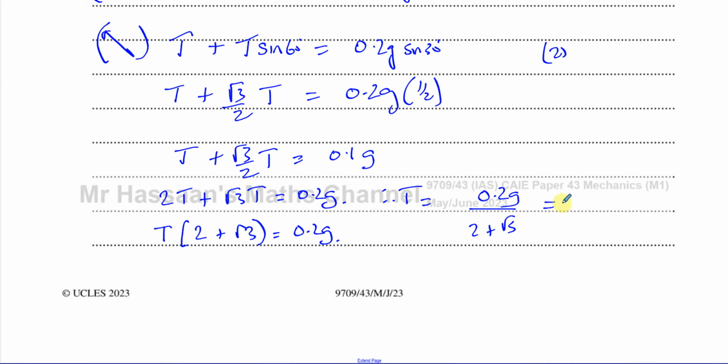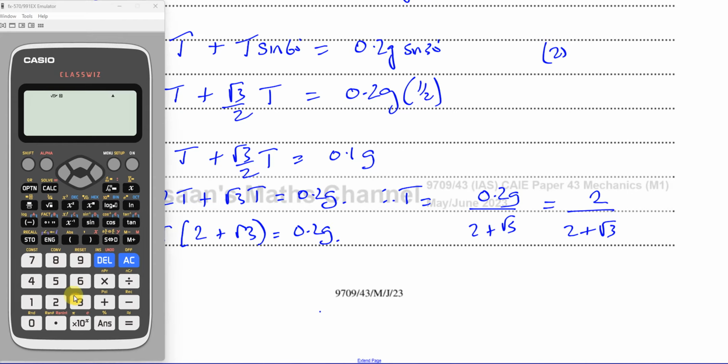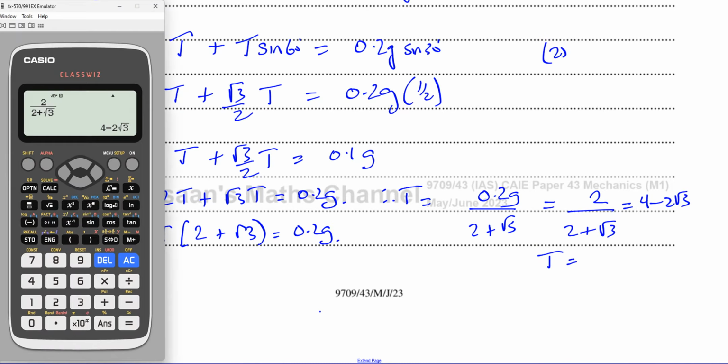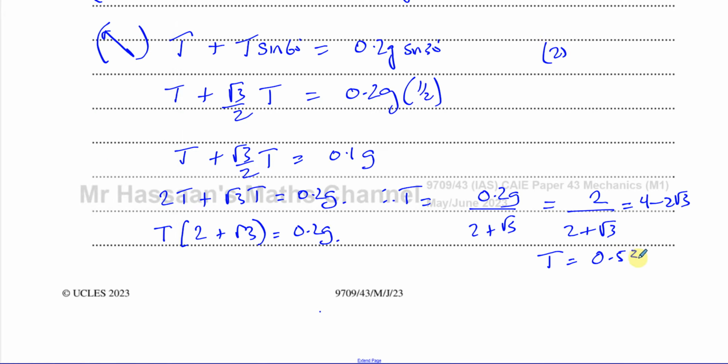Now, in Cambridge, I will replace the g with 10. So that will be 2 over 2 plus root 3. If I put that into my calculator, 2 over 2 plus the square root of 3, that gives me 4 minus 2 root 3. I'm writing this form in case I need it. So therefore the tension is equal to, as a decimal, 0.5358, which is 0.536 newtons to 3SF. Always 3SF, unless otherwise stated.